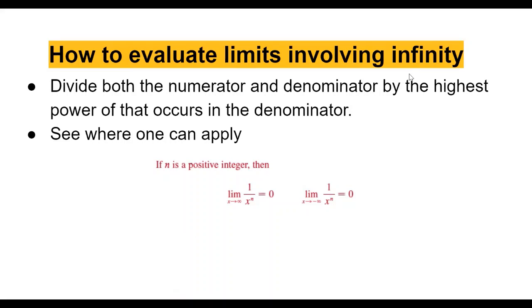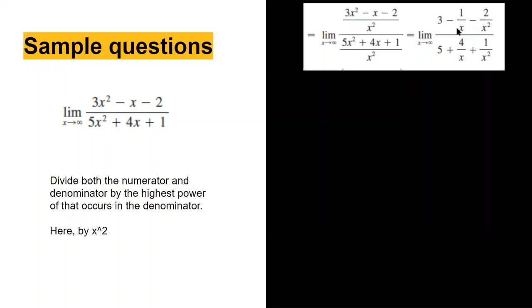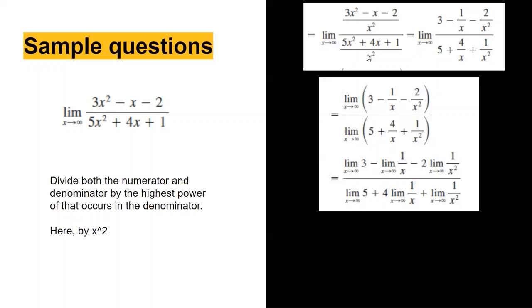How to evaluate limits involving infinity? To evaluate limits involving infinity, start by dividing the numerator and the denominator by the highest power that occurs in the denominator. And whenever possible, apply the given formula mentioned before. For example, in this question, the highest power of the variable in the denominator is x squared. So we'll divide the entire function, each term in the function, by x squared. This would turn out the following way, which eventually becomes of this form.